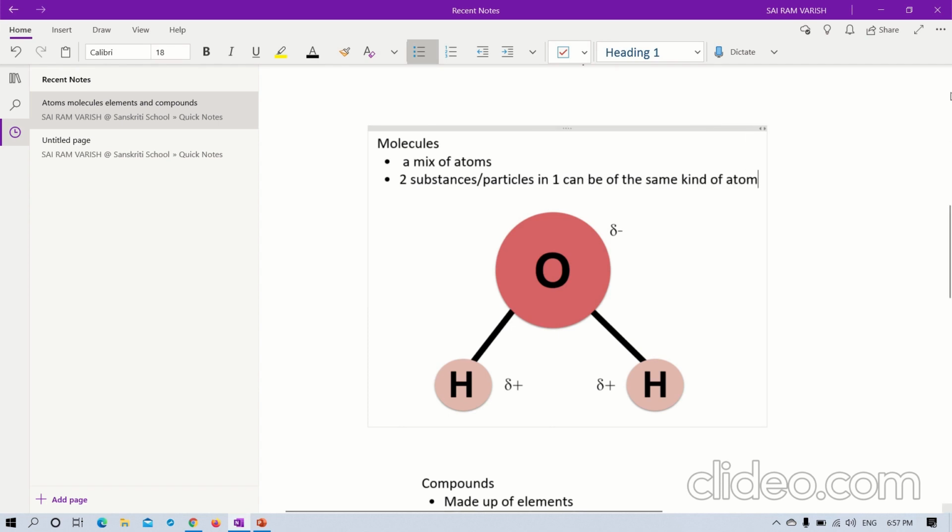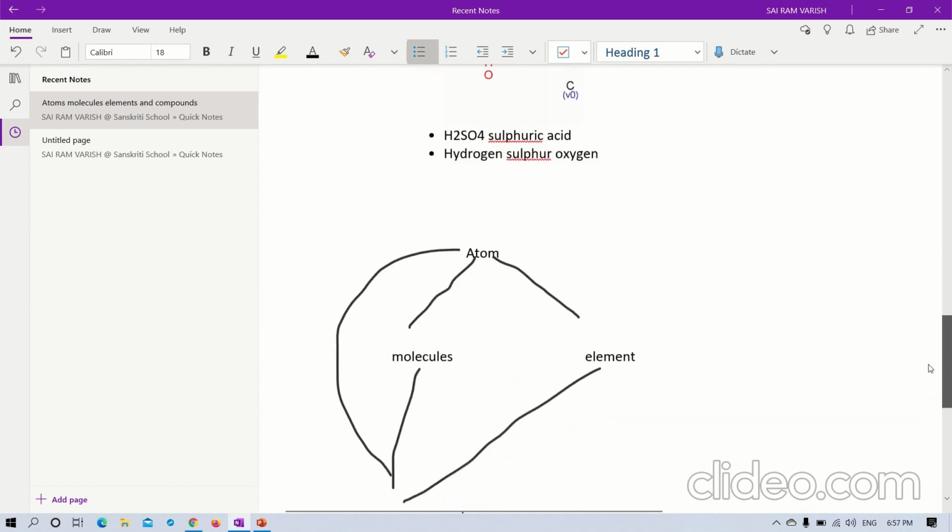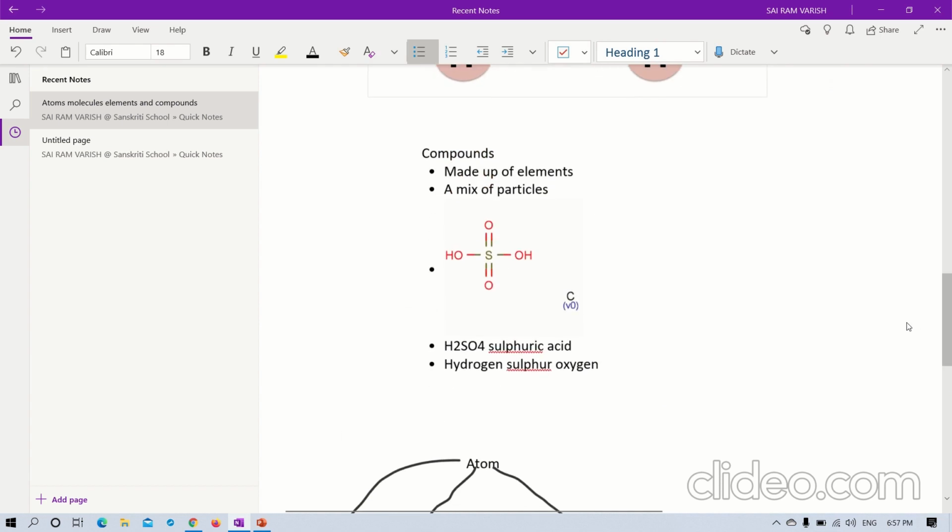So that's what a molecule is. Now, the atoms in the molecule are joined by different types of bonds that we will learn about in some other videos. Next come the compounds. Now, the compounds are made up of elements.